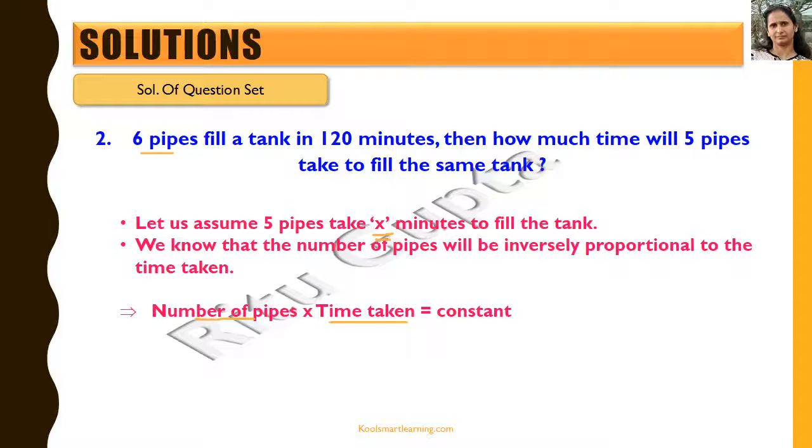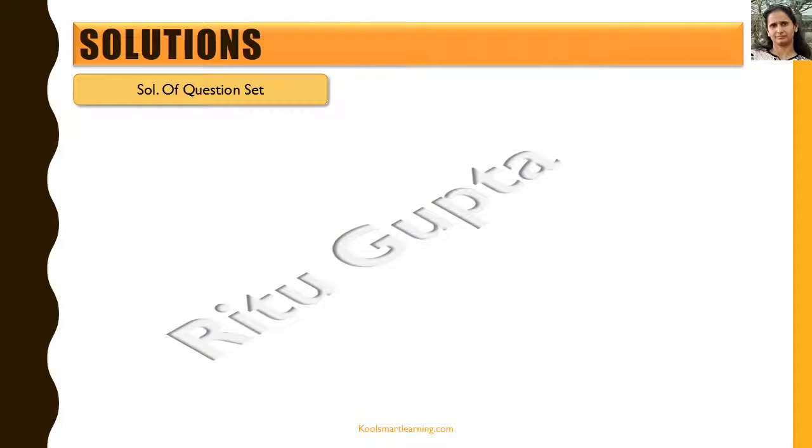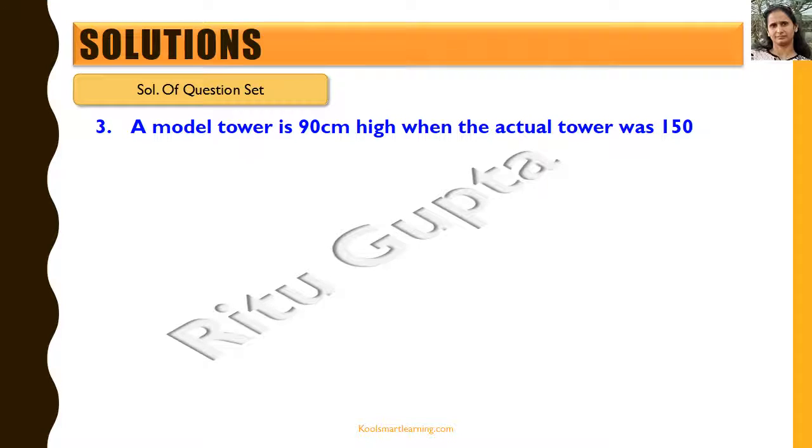time taken is constant. So in the initial case we have 6 pipes and 120 minutes. So 6 into 120 will be equal to 5x. So we get x is equal to 720 by 5, which is 144 minutes. Moving on to the third question.